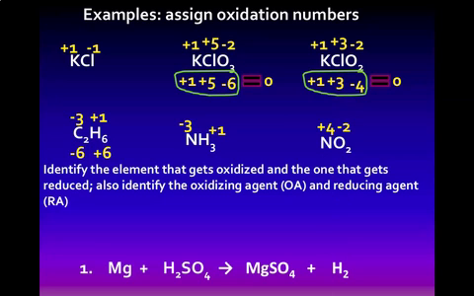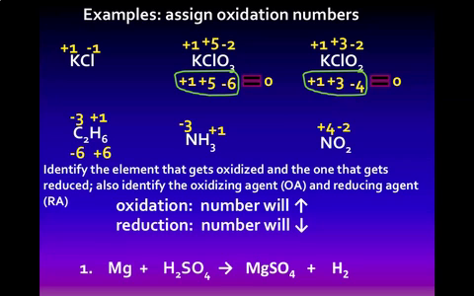So then this next part asks us to identify the element that gets oxidized and the one that gets reduced, and also identify the oxidizing agent and the reducing agent. So if it's been oxidized, that's because the number went up on the charge, and if it's reduced, that's because the number went down, and we're talking about from one side of the arrow to the other. So we're going to go through and label these first.